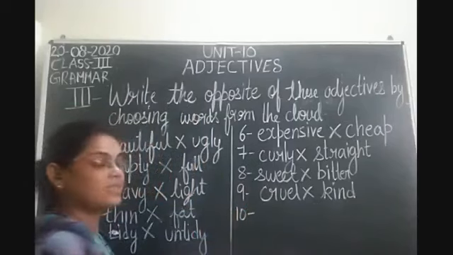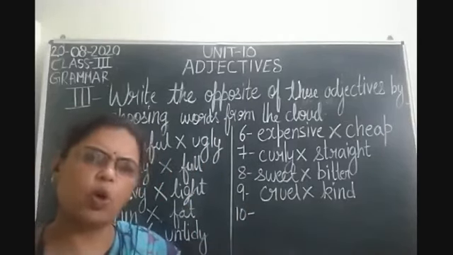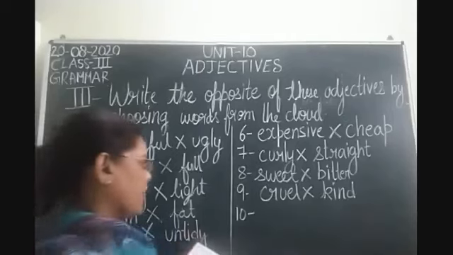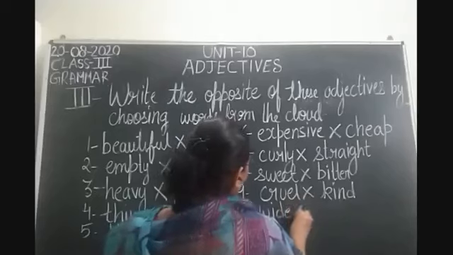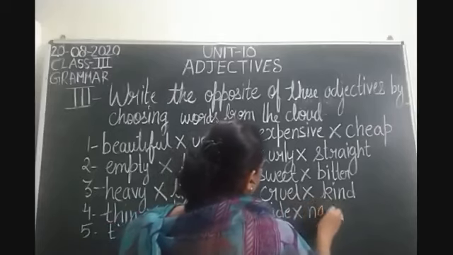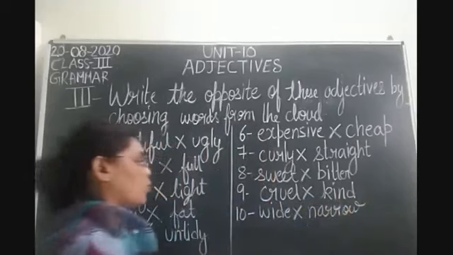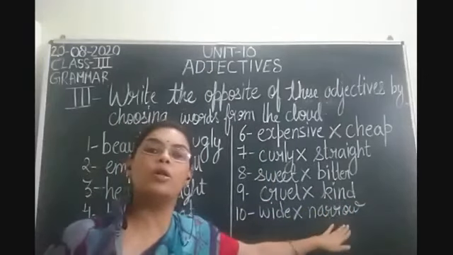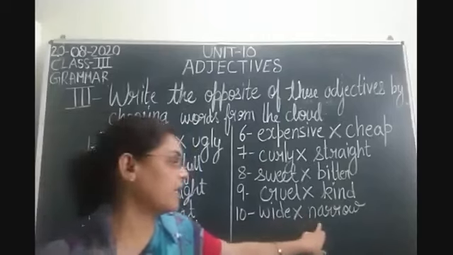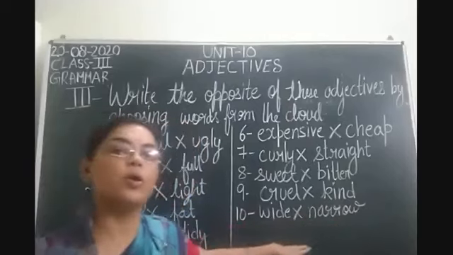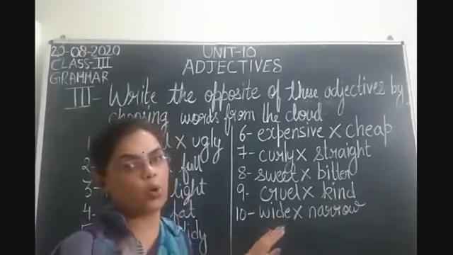Then students, the 10th word is wide. Wide मतलब कोई भी चीज जो बहुत चौड़ी हो. And the opposite of wide is narrow. Narrow जिसकी चौड़ाई बहुत कम हो. Wide, narrow, narrow, wide. W-I-D-E, wide. N-A-R-R-O-W, narrow. Wide, narrow, narrow, wide.